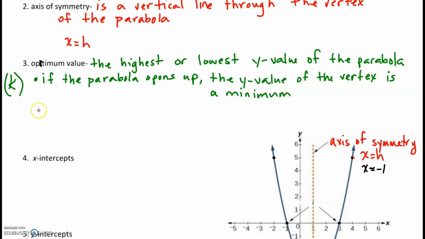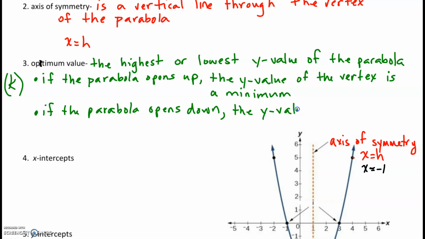All right, now what if the parabola opens down? If the parabola is opening down, it is still the y value of the vertex, but it's not called a minimum. So the y value of the vertex is the optimum value, and we call it a maximum. Now, if this isn't making sense to you right now, no worries. Just make sure you copy it all down. When we go to our examples, we'll be referring back to it.